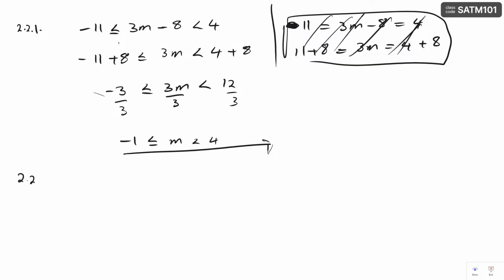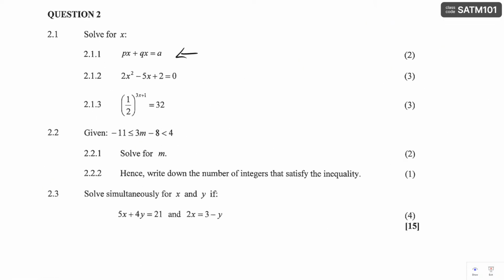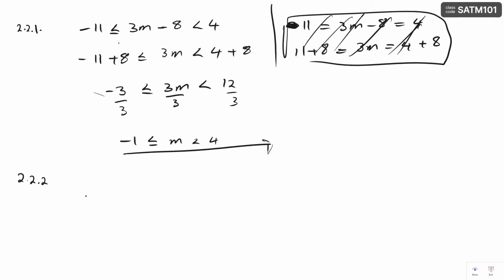Then let's go to the third question, which is 2.2.2. They said, hence write down the number of integers that satisfy the inequality. So this is the inequality, right? They are saying the integers are the numbers that satisfy this inequality. If you check, m can be negative 1, 0, 1, 2, 3. We can't include 4 because this sign is saying less than.